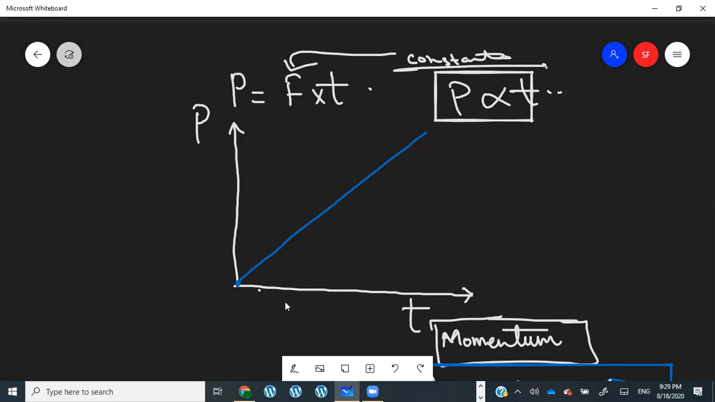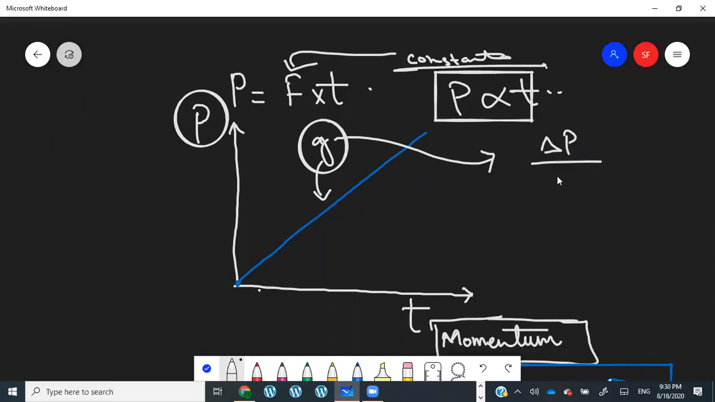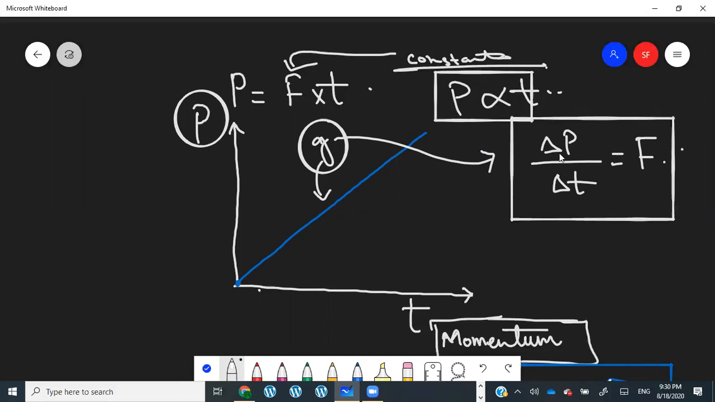Now this graph can also be different. By the way, the gradient of this graph represents something. What does the gradient of this graph represent? Any idea? Momentum is represented by the y-axis. Gradient is change in momentum over change in time, which is equal to force. Newton's second law. Look at this equation. It's force, okay?